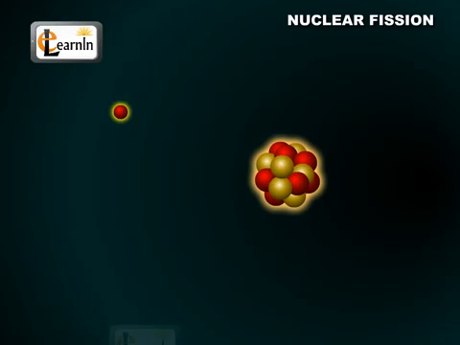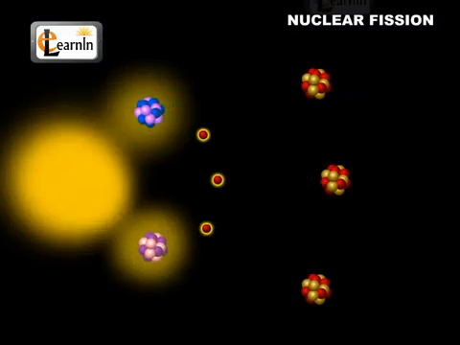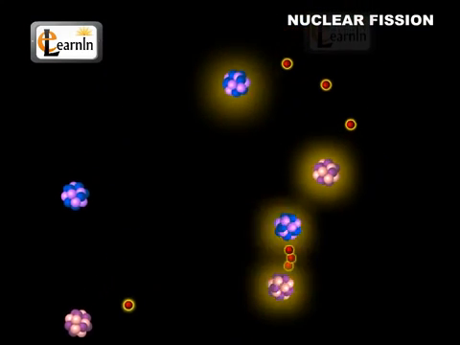Since uranium-236 emits 3 neutrons in the reaction, these neutrons can be absorbed by other uranium-235 nuclei, resulting in a chain reaction. This leads to exponentially high amounts of energy being released by a single reaction.